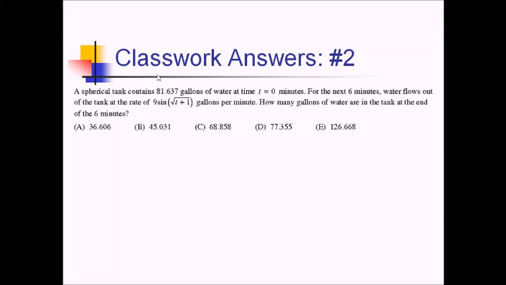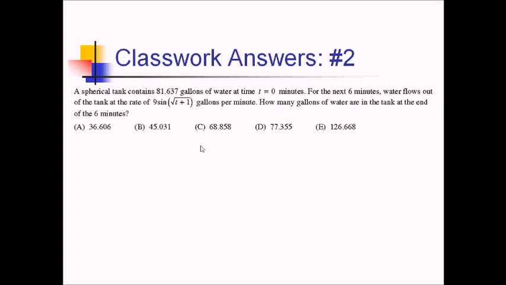For this problem, I have a spherical tank with 81.637 gallons of water at time 0. For 6 minutes, water is flowing out with a rate given by this formula here, 9 sine of radical t plus 1. We want to know how many gallons of water are in the tank at the end of 6 minutes. So this is your basic FTC accumulation kind of problem with a little bit of a twist.